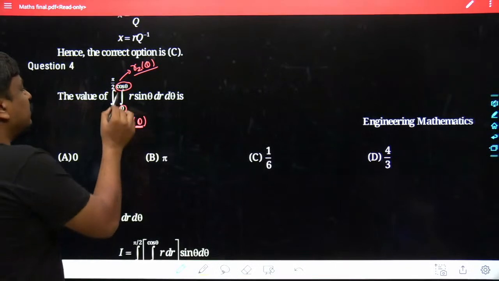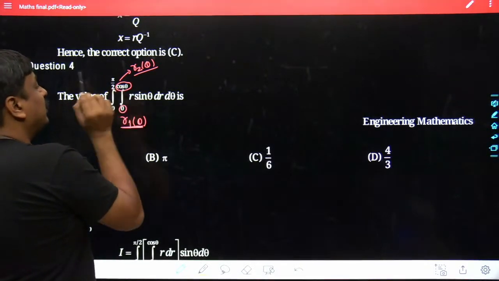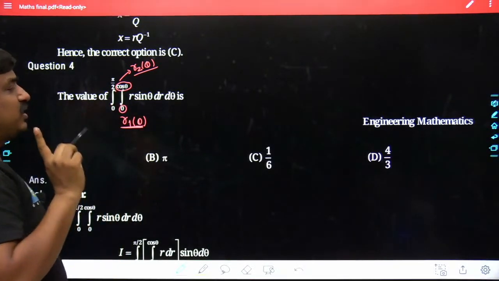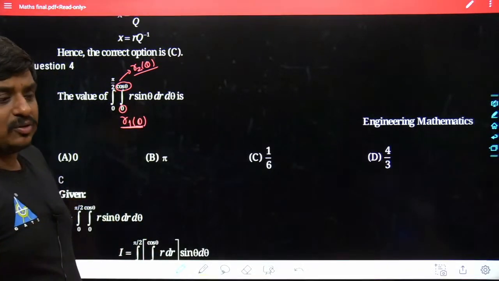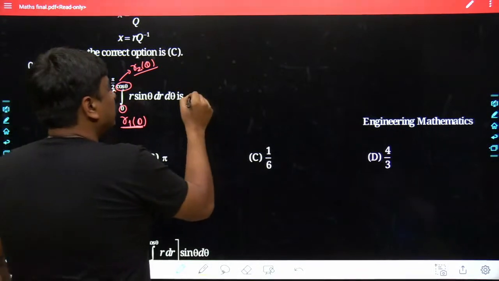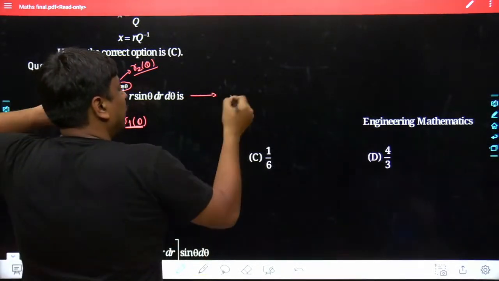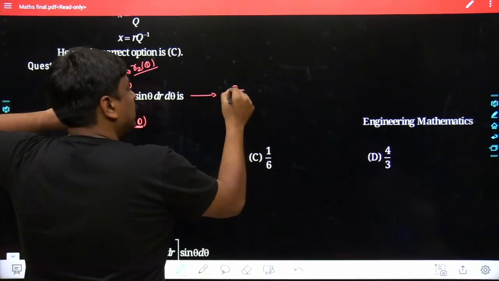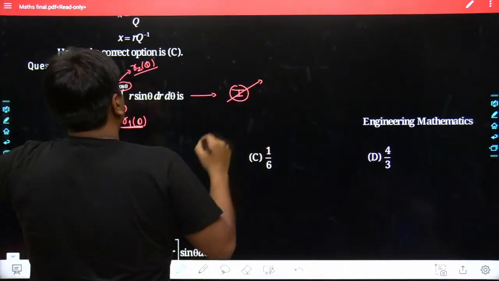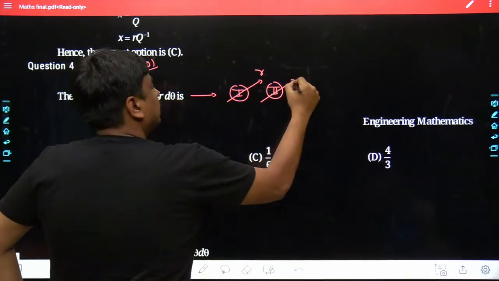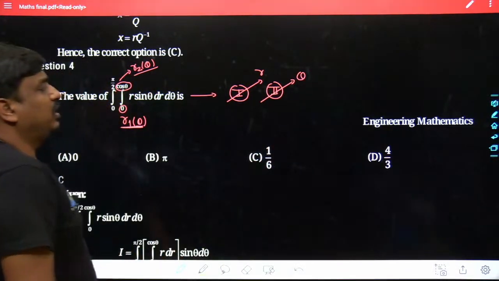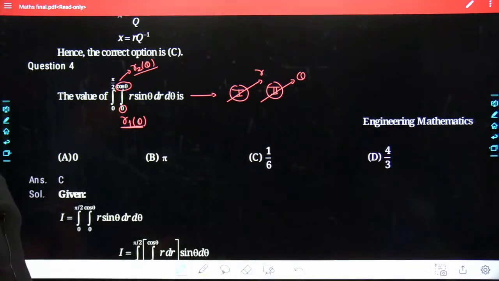So this function indicates that the integration has to be initiated with respect to r first. Once we are done with r, we initiate further with respect to theta. Whenever you have this sort of problem, have a fair idea: the integration first has to be taken in terms of r, and once we are done with this, in terms of theta.